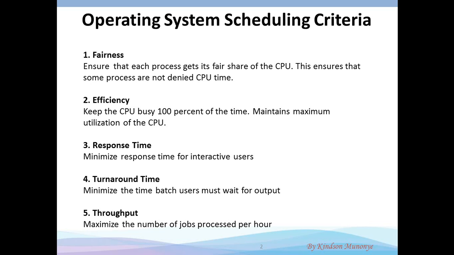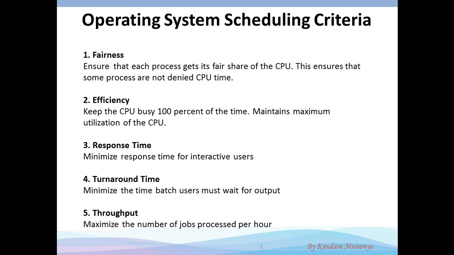Efficiency ensures that the CPU is not kept idle; the CPU is used close to 100% of the time. Response time is for interactive users: if you issue a command to the operating system, how long does it take to get your response? It has to be very short. Turnaround time is for batch users who have a certain number of tasks or processes to execute: how long does it take for them to get all these things done and get a result? Then throughput is the number of processes handled in a given time.